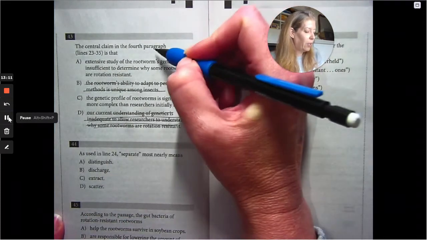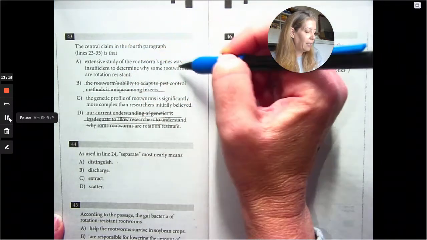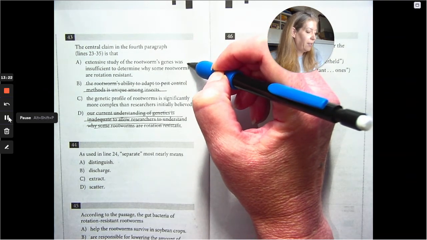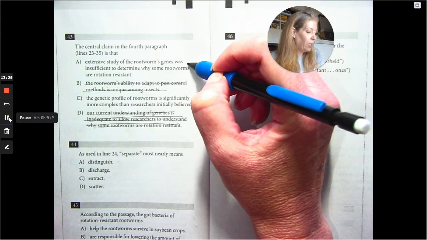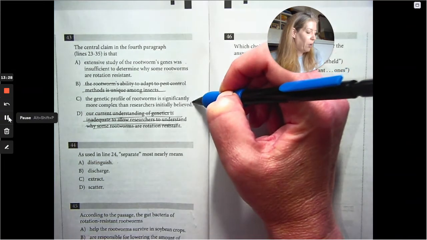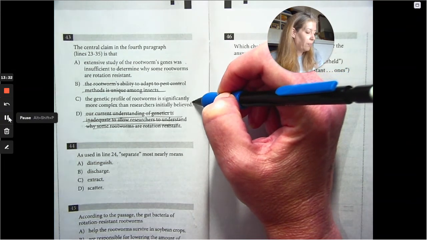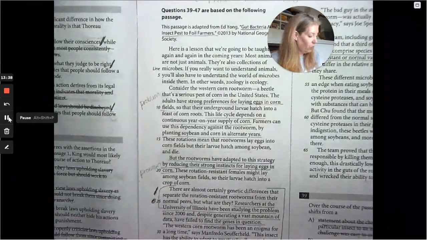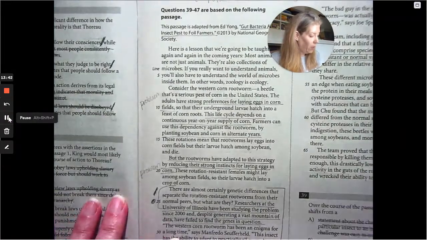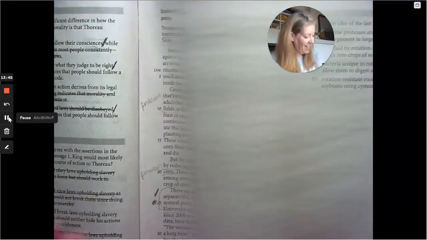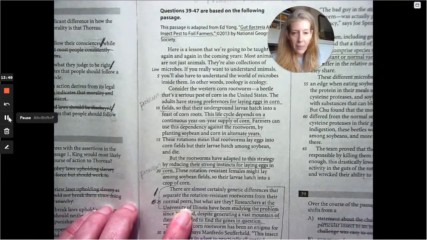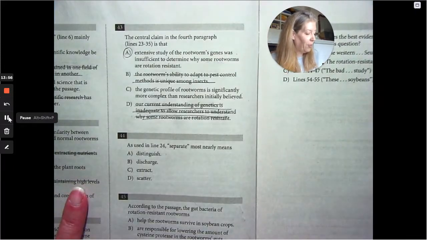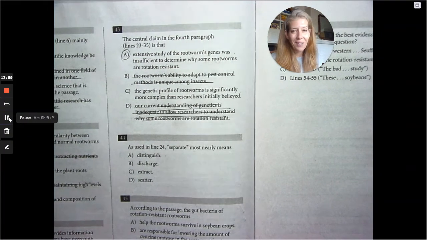Okay, so we're going to go back to the fourth paragraph, lines 23 to 35. We're going to see, was this about a study that was insufficient to determine why some rootworms are rotation resistant, or is it about the genetic profile of rootworms being more complex? Oh, I'm dumb. What's our hypothesis? I forgot. I didn't memorize where the hypothesis came. This question is about the hypothesis. What's the hypothesis? Extensive study of rootworms' genes was insufficient to determine. That was it. It was the hypothesis.